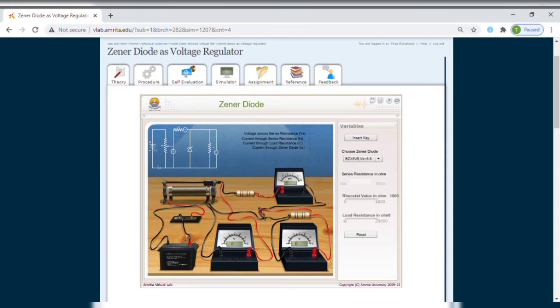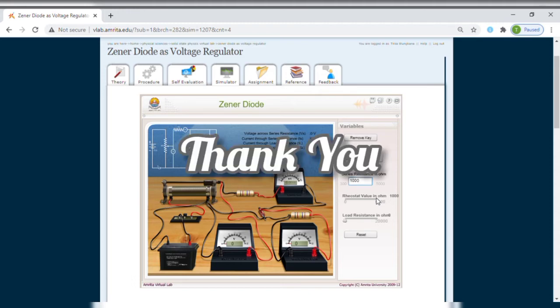There are two things that we're going to simulate here. First, our line regulation, and the second one is load regulation. So we're going to start with the line regulation. First, insert the key, and then choose the Zener diode to start the experiment. Then insert the series resistance value. I'm gonna put 1000, and then fix the load resistance value by using the load resistance slider.